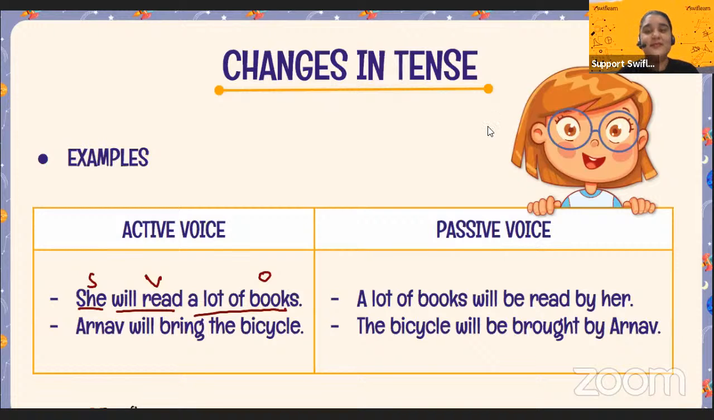Good. Give me more examples if you have in the comment section. Do you have any more examples? Yes, try. If I say she will write a poem, so it will be a poem will be written by her. And if I say you will receive a letter, so how will you change it into passive voice? A letter will be received by you. Very good. So we have to use will be.